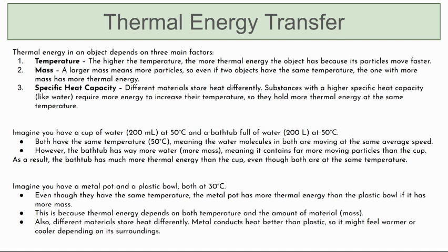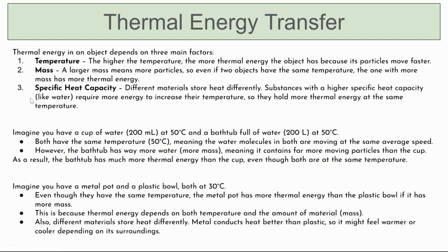Okay, so imagine you have a cup of water, 200 milliliters at 50 degrees Celsius, and a bathtub full of 200 liters at 50 degrees Celsius. So we have a cup of water with just milliliters, so we have a little bit less, and then we have a bathtub, which is 200 liters, so a lot more. Both have the same temperature, meaning the water molecules are moving at the same average speed. However, the bathtub has way more water, more mass, meaning it contains far more moving particles than the cup. As a result, the bathtub has more thermal energy than the cup, even though both are at the same temperature.